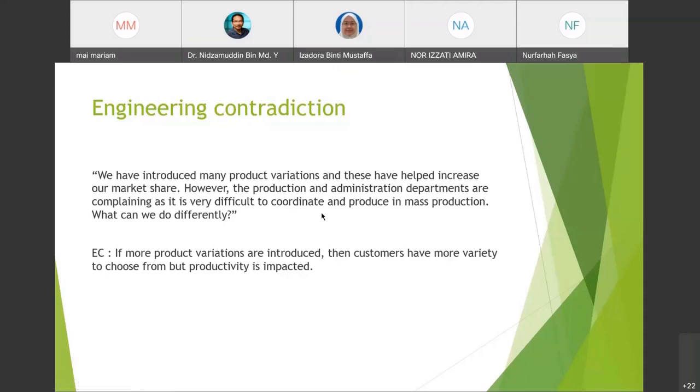So for the EC, find the keywords of the problem. What is the contradiction in this problem? It is more product variation. If more product variations are introduced, the good thing is customers have more variety to choose from. But the bad thing is productivity is impacted. So these are the keywords.